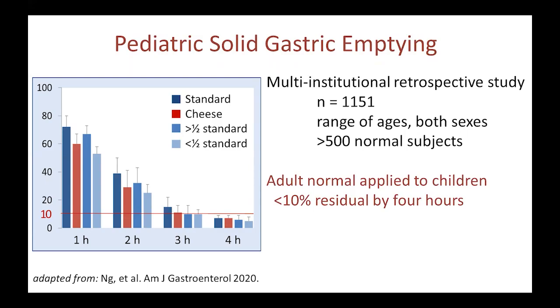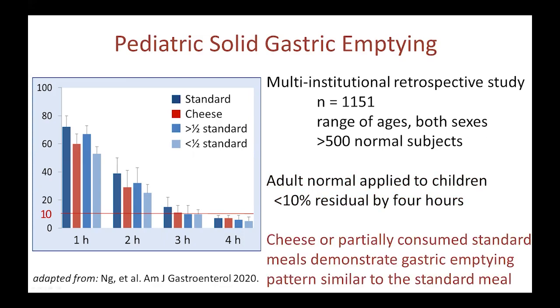First, they looked at the adult normal, which is less than 10% residual by 4 hours, and were able to show that all of these alternatives met that criteria. So patients who had normal gastric emptying had less than 10% residual of any of these meals. And then secondly, they looked at the pattern of emptying, and we can see all of these meals have a similar pattern of gastric emptying over time, telling us that either cheese or a partially consumed standard meal is an appropriate alternative to the standard meal.